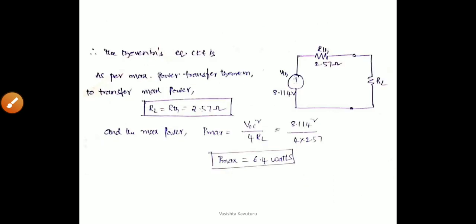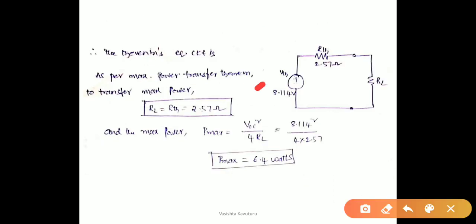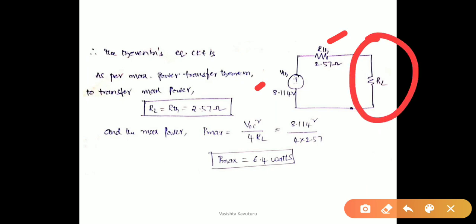Now if you form the Thevenin equivalent circuit, a voltage source in series with a resistance and connected with a load resistance RL, this is the equivalent circuit. Now if you apply the maximum power transfer theorem, to get the condition for maximum power transfer, the load resistance value should be equal to the source resistance, that is the Thevenin resistance. Therefore, RL is also 2.57 ohms, and the maximum power is VOC, that is VTH, the Thevenin voltage, which is the open circuit voltage, squared by 4 into RL. Upon substituting the values, we get the maximum power transferred from source to load as 6.4 watts.